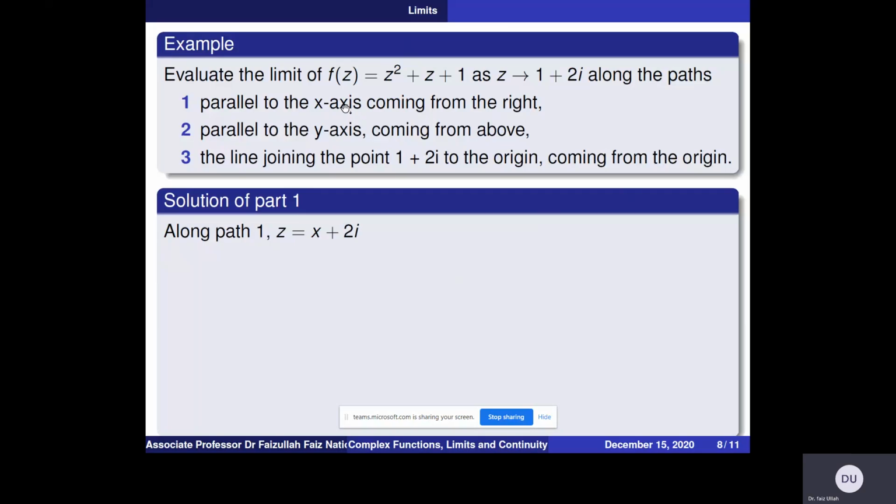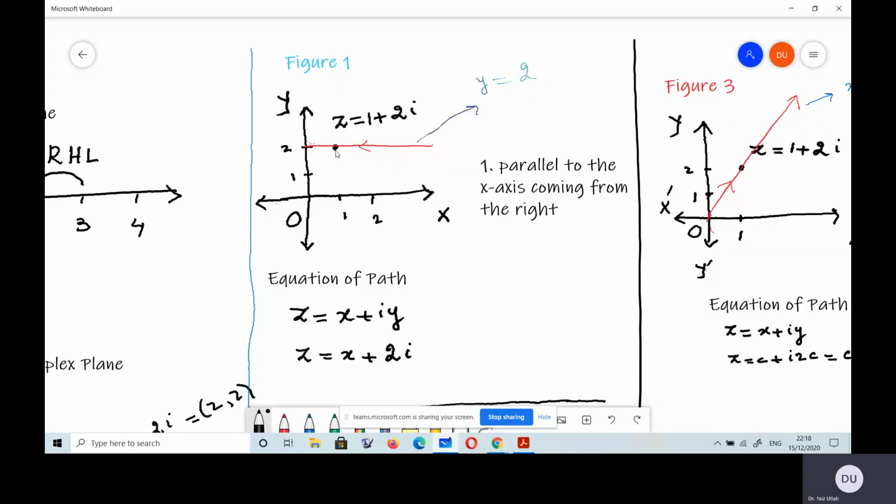Now, in this figure, first of all, let us represent the point. The point is z = 1 + 2i. This point lies here. We have to find a line which is parallel to the x-axis and coming from the right side. So this red line is that line. We can see it is coming from the right hand side and it is parallel to the x-axis. But we need the equation of this line.